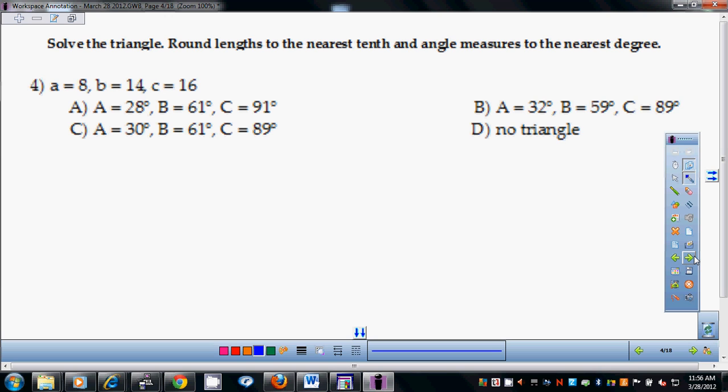That's right, you still have to use law of cosine. You don't have no stinking angle. Which one are we going to look for first? That's right, A.